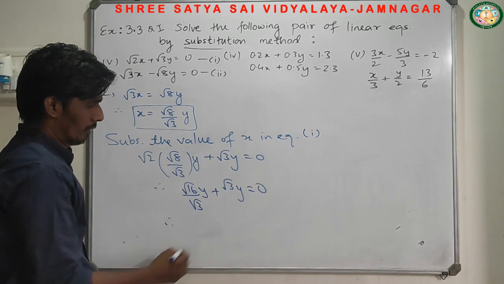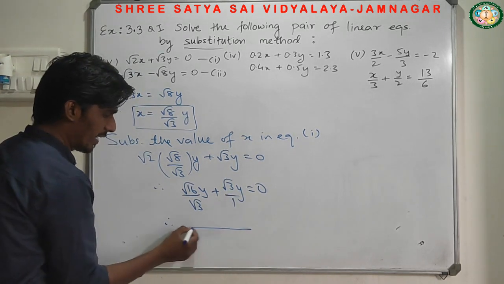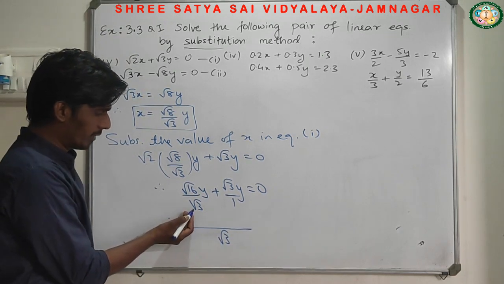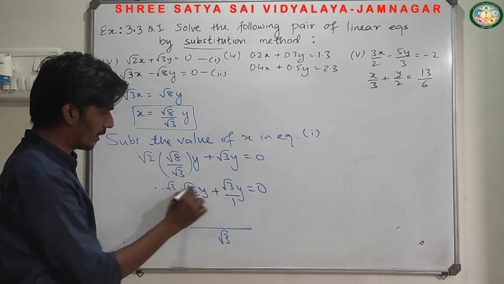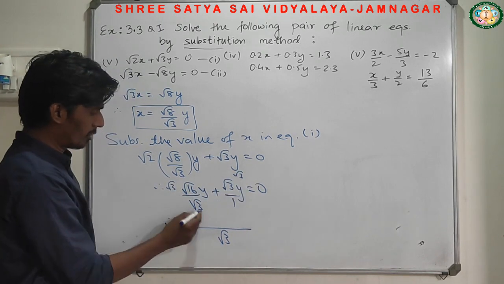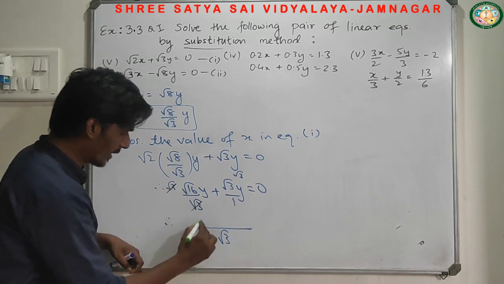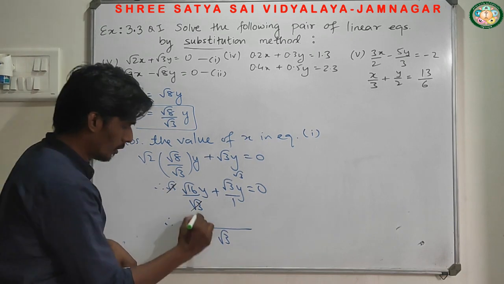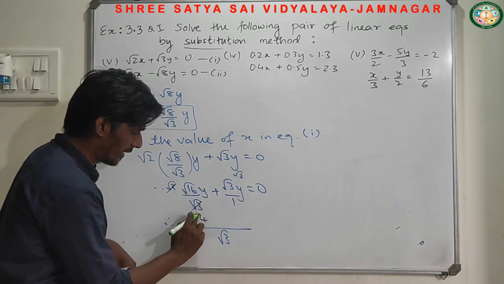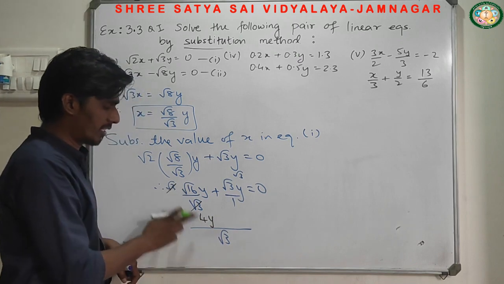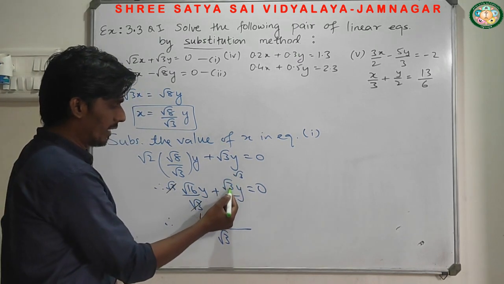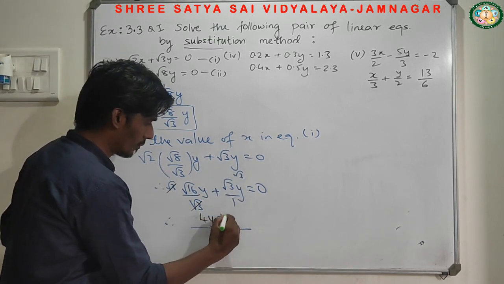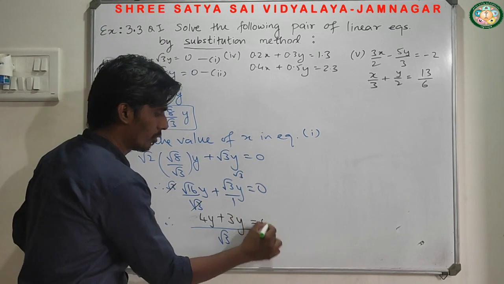Now where nothing is there, it means 1. What is the LCM of these two? Root 3. So if I multiply the LCM here and here, root 3 gets cancelled here. So what remains? Only, and we know that root 16 is 4, so no need to write root 16 again. We can write 4 directly because 16 is a perfect square. Now root 3 multiplied by root 3 is 3, so 3y equals 0.